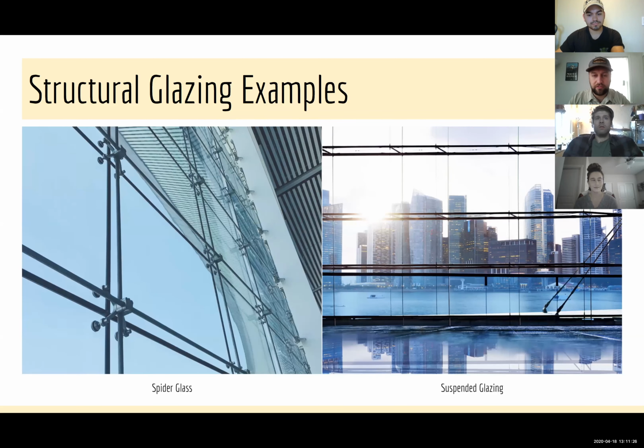Some examples of structural glazing you may have heard of, or may not, are spider glass, which is like a claw system that holds your glass panels in place and then ties back into a cable or a column or any of the other systems. And then suspended glazing, which is virtually mullion-free.